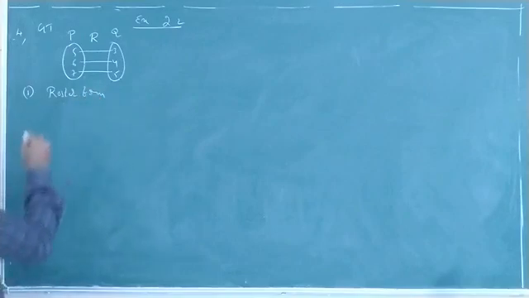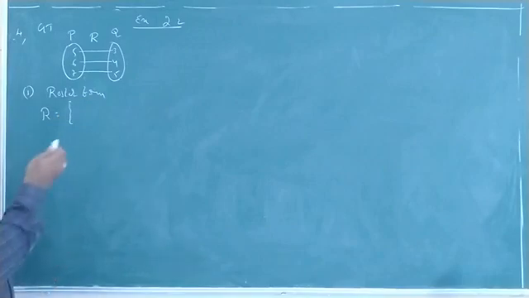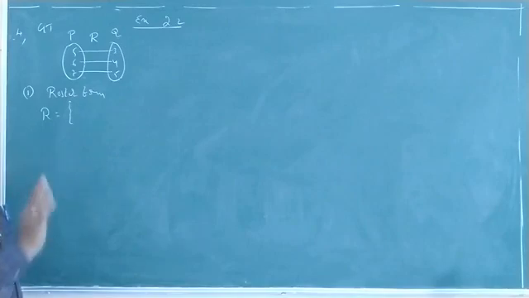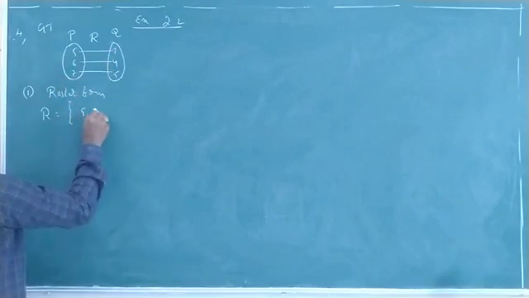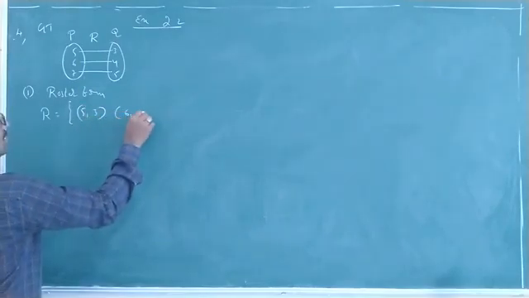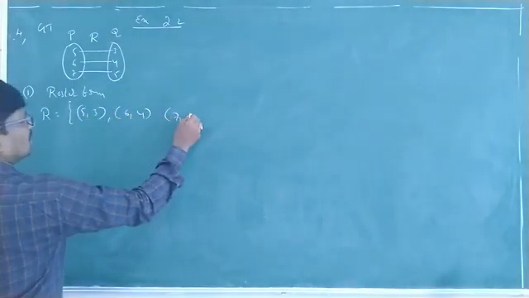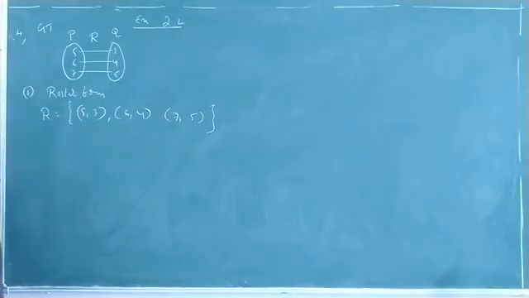To write the roster form, R is equal to, and you have to write the ordered pairs only. That means from which element to which element the relation is there. So it is (5, 3), (6, 4), (7, 5). It is the relation, right?